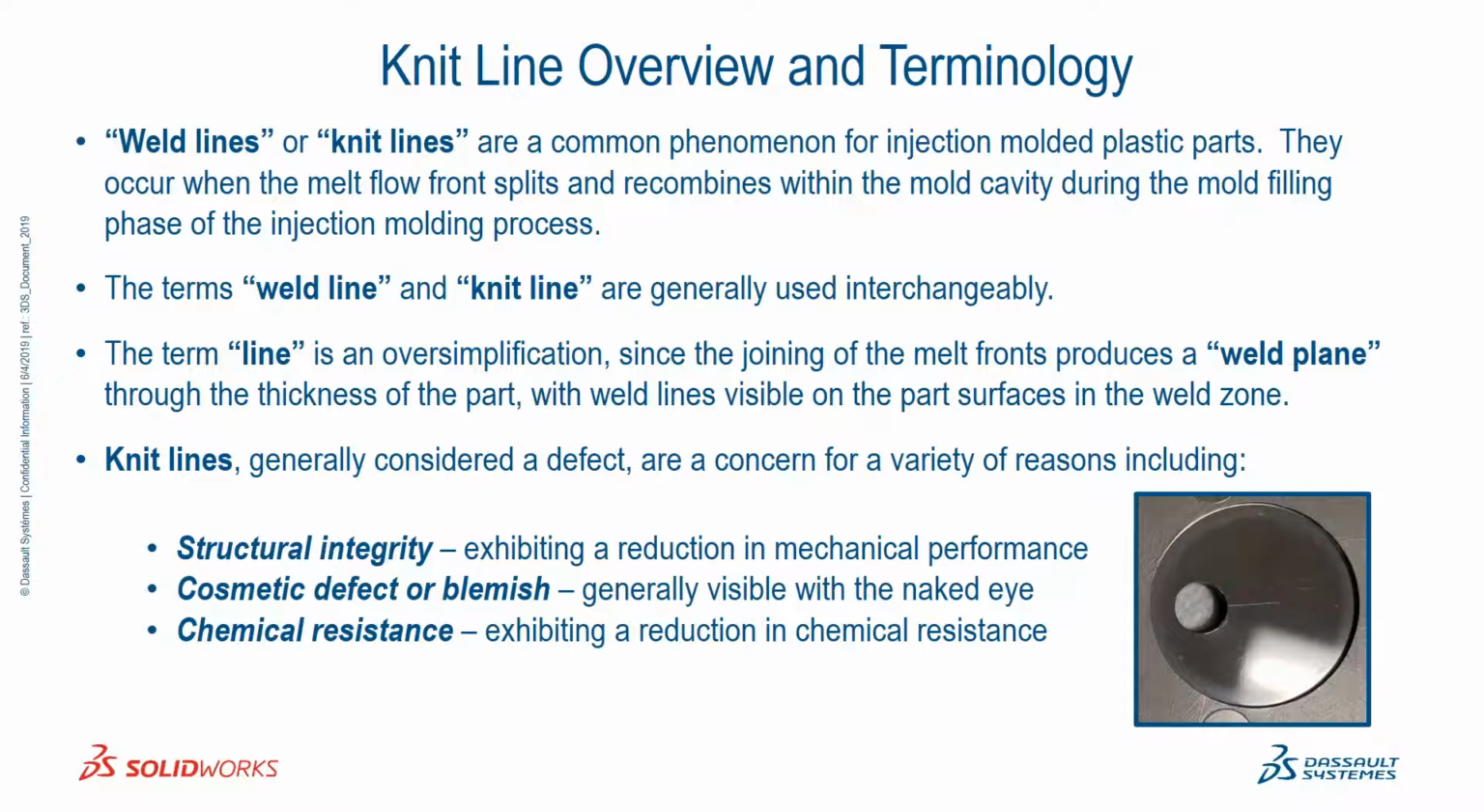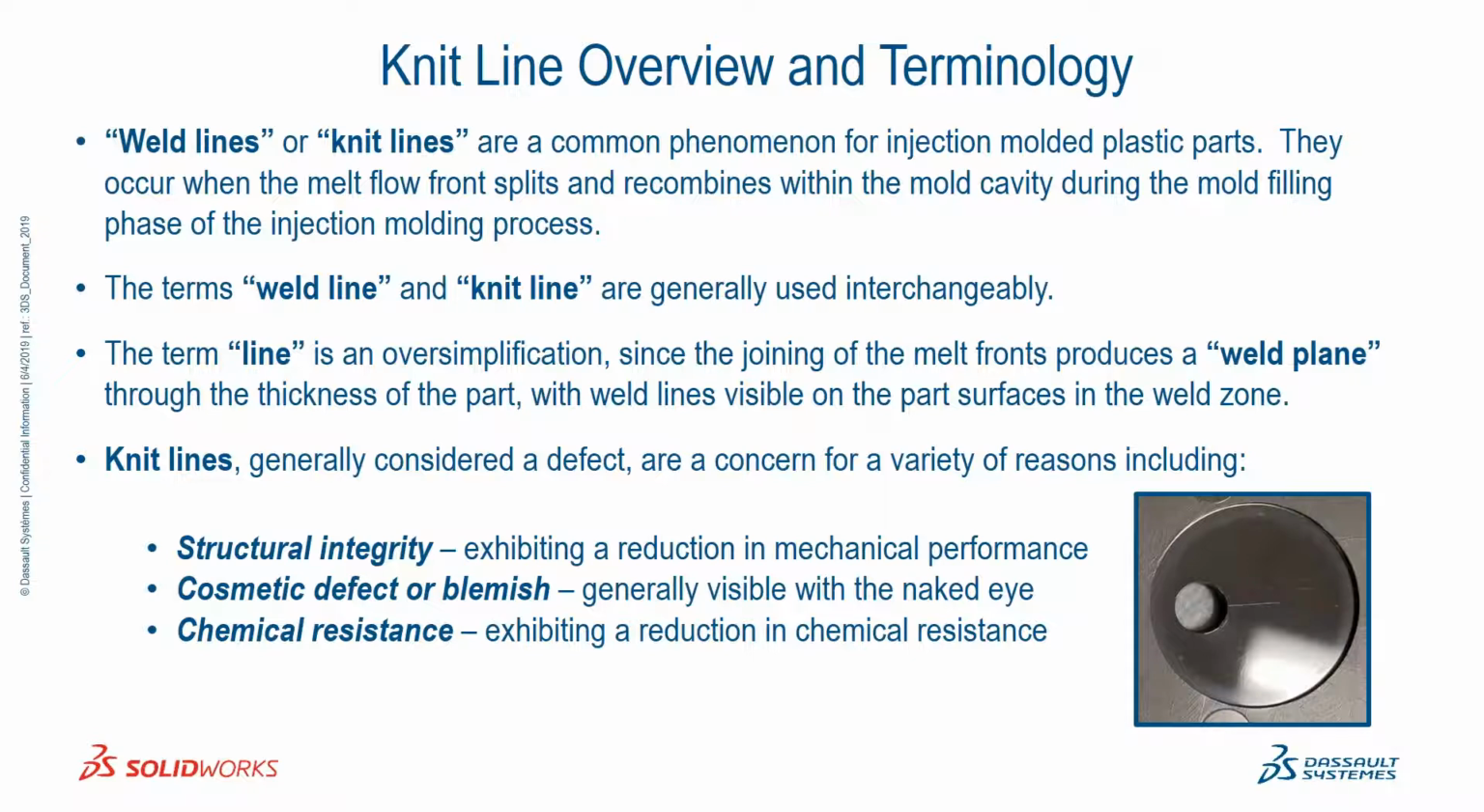Generally, the knit line is considered a defect. Sometimes it's a very severe defect, and sometimes it's a very minor defect. But typically, you're concerned with three things. One would be structural integrity. The knit region is generally a region of reduced mechanical performance. So in parts where you have structural requirements, this is a pretty significant concern.